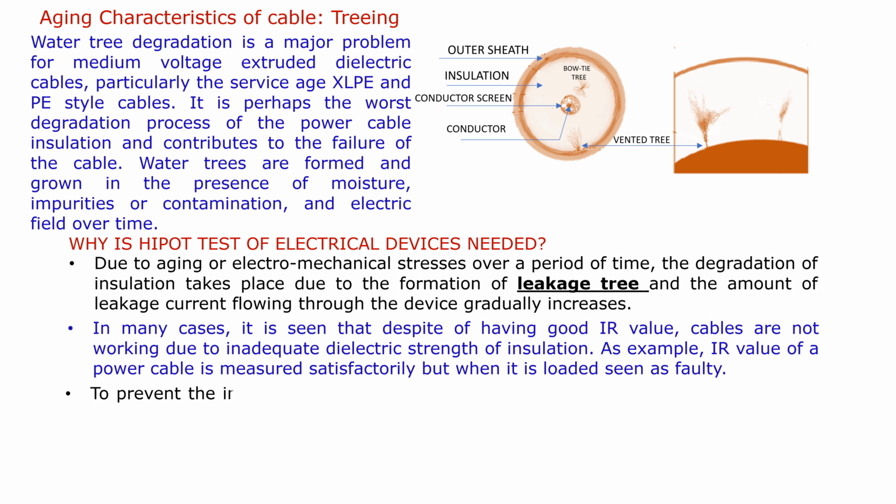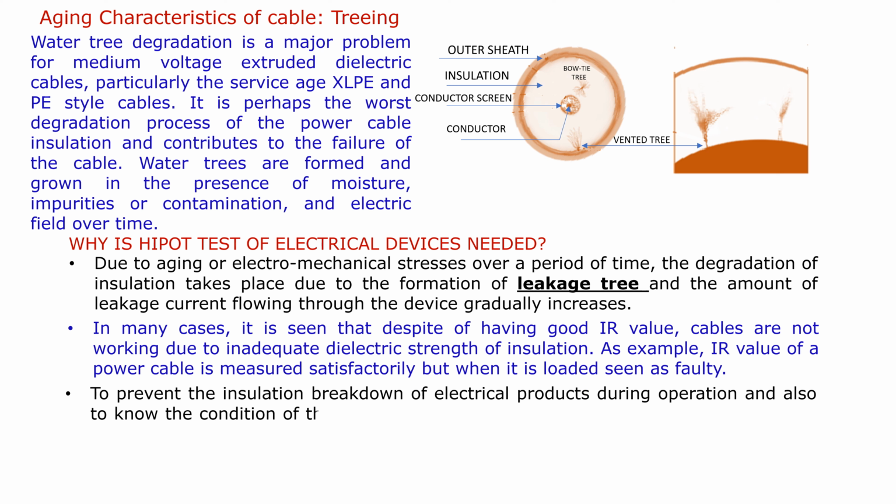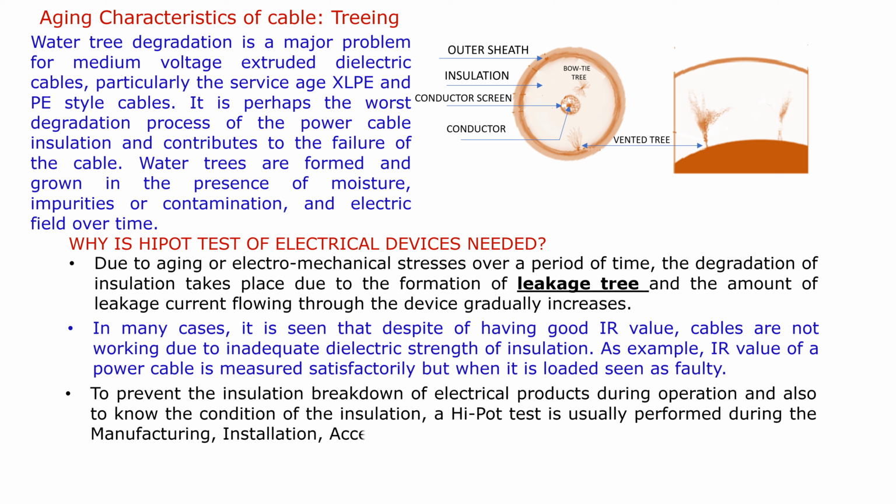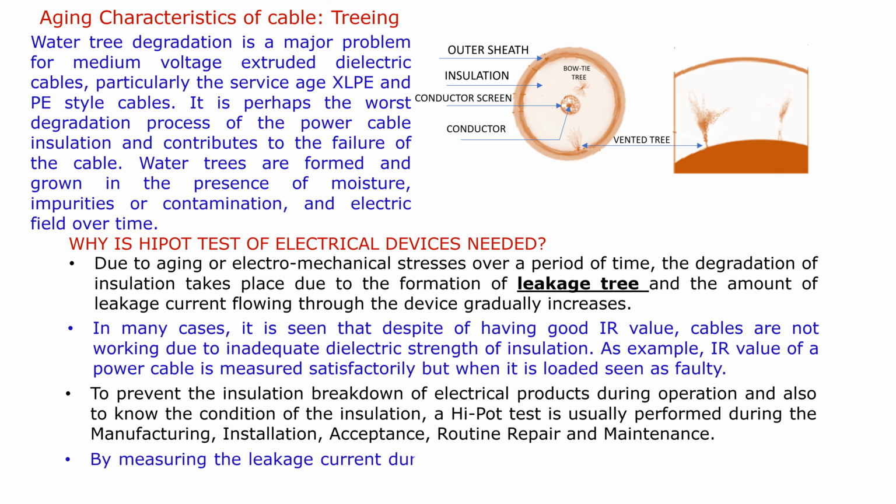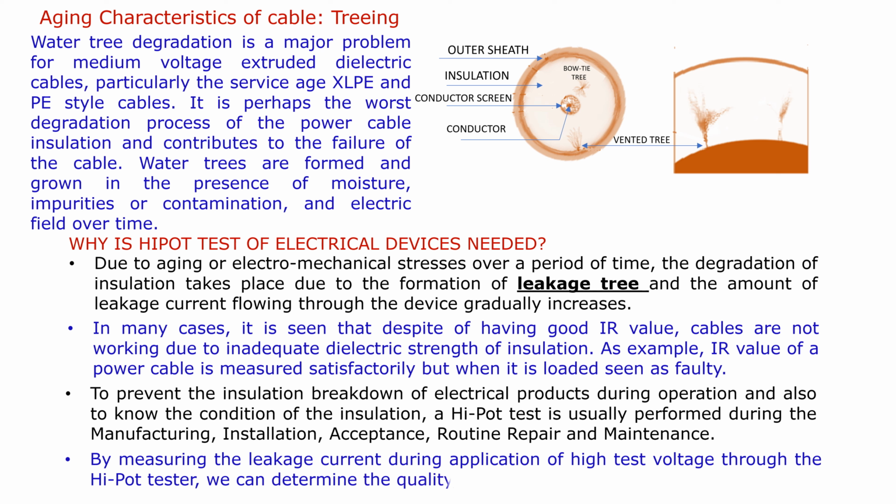To prevent the insulation breakdown of electrical product during operation and also to know the condition of the insulation, a Hipot test is usually performed during the manufacturing, installation, acceptance, routine repair and maintenance. By measuring the leakage current during application of high test voltage through the Hipot tester, we can determine the quality or integrity of the insulation.